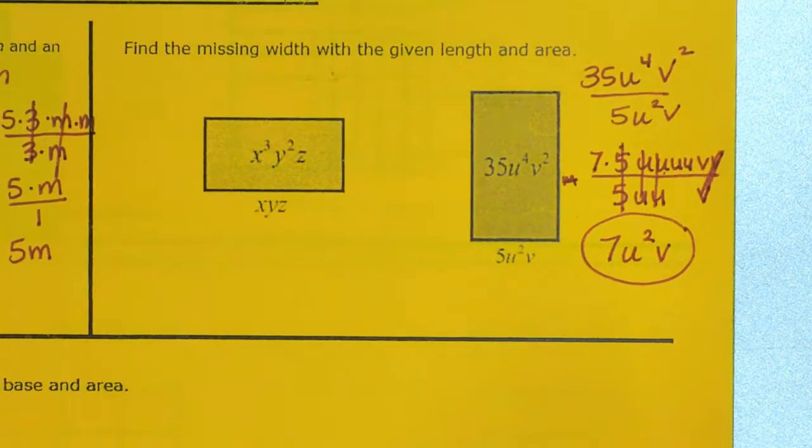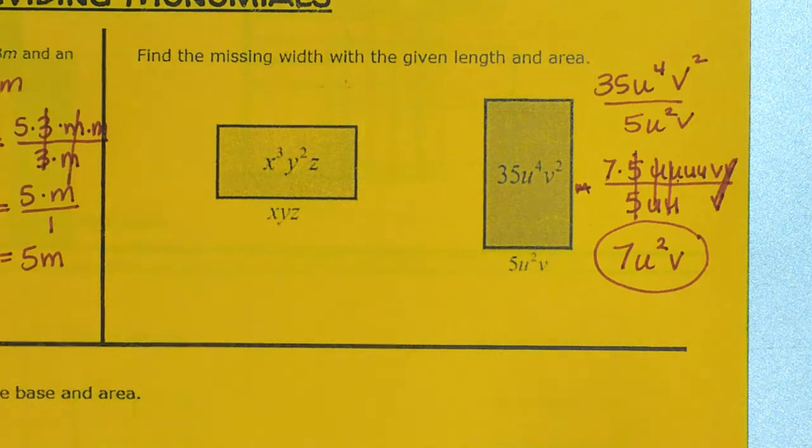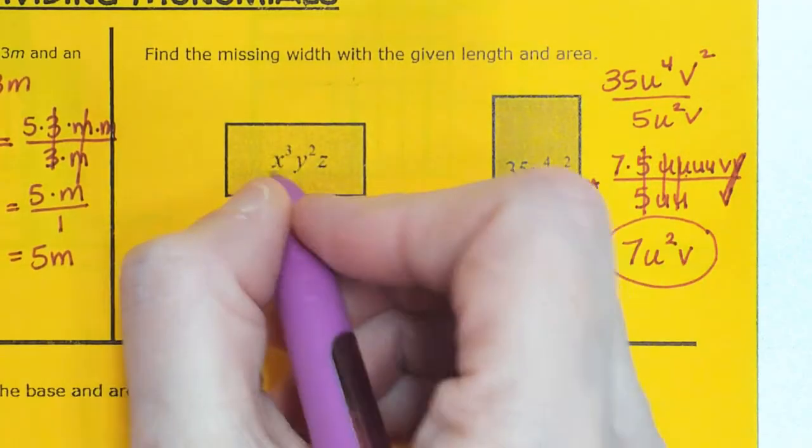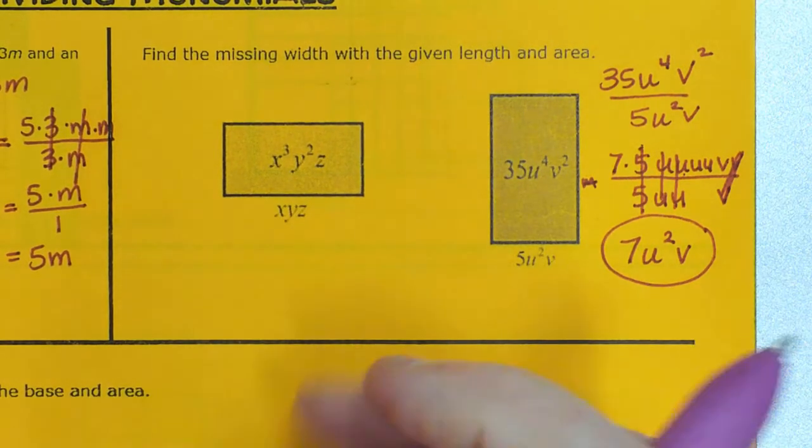I want y'all to take a minute, and I want you to try this one and see how it goes. Tell me what your final answer is. So again, you're going to take x to the third y squared z and divide it by xyz and tell me what you wind up with.